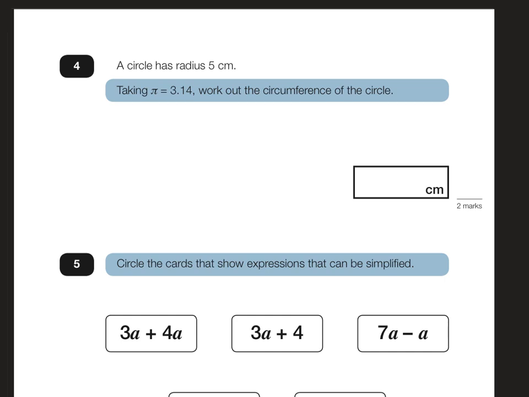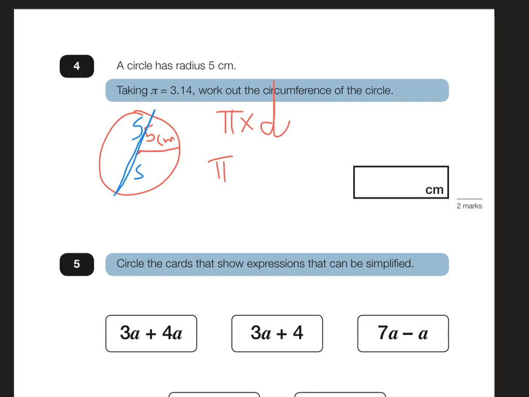A circle has a radius of 5 centimetres. Remember, a radius is from the centre to the rim. Now we know the circumference is found by doing pi times the diameter. My diameter is not 5. My diameter is all the way across. So I've got 5 there and 5 there, so my diameter is 10. So I'm doing pi times 10. I can take pi as 3.14. So I actually don't need a calculator for that because 3.14 times 10 is 31.4.